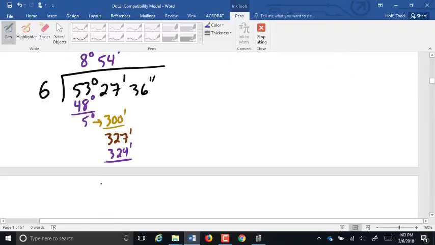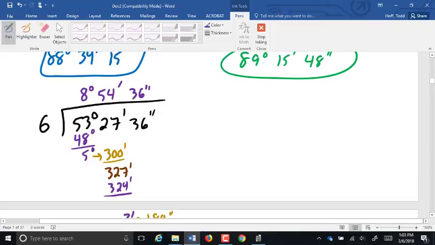I subtract, I am left with 3 minutes. Once again, before I bring down the 36 seconds, I have to do what? 60 times 3 is 180 seconds out of those 3 minutes. I bring down the 36 to make 216 seconds. 216 divided by 6 is 36 seconds. So 53 degrees, 27 minutes, 36 seconds divided by 6 is 8 degrees, 54 minutes, 36 seconds.